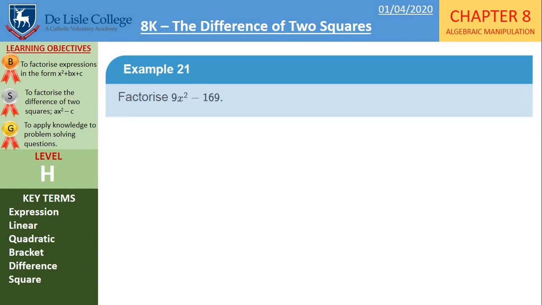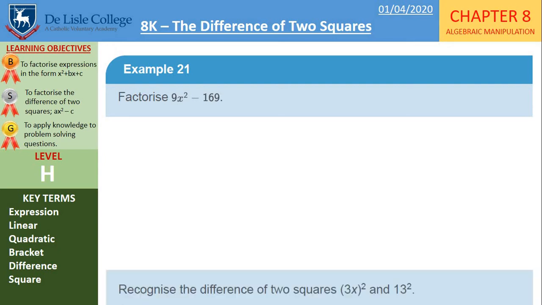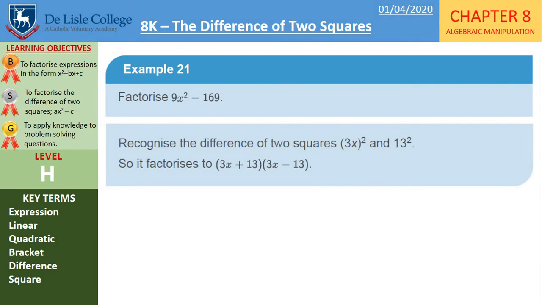Next example, copy this one down as well. So here, everything we can see is something that is squared. So the 9 is 3 squared, the x squared is the square of x, and 169 is the square of 13. So we can see there that we've got 3x squared and 13 squared as our two terms. So in the brackets, it becomes 3x plus 13 and 3x take away 13.